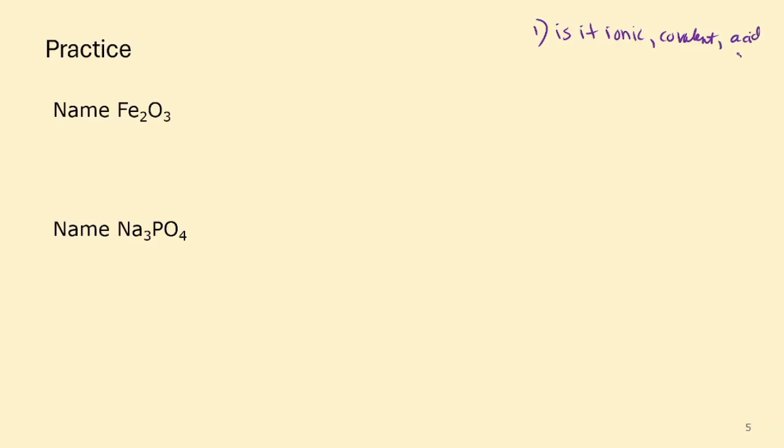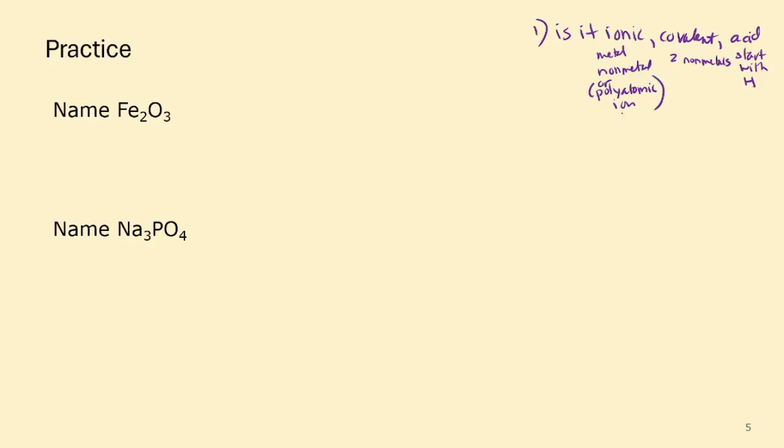Remember, acids are going to start with H. It's more complicated than that, but in this course, we're just going to say formulas that start with H. Covalent is going to be 2 or more nonmetals. And ionic is going to be a metal and a nonmetal, or if there's any polyatomic in it, then it's ionic as well.